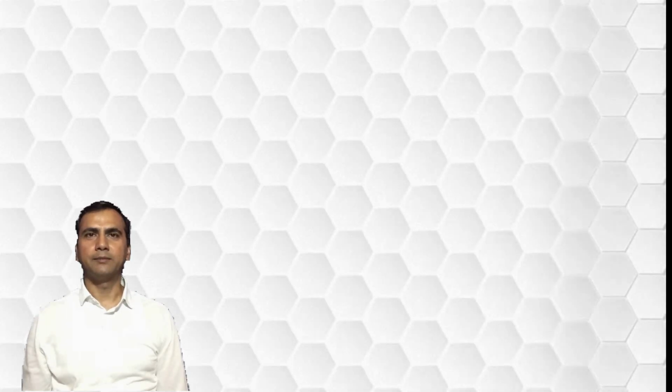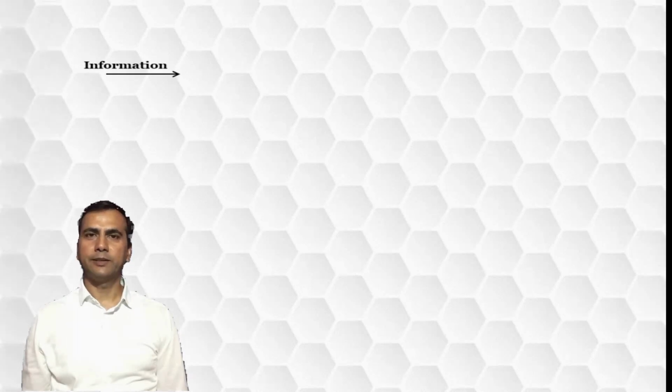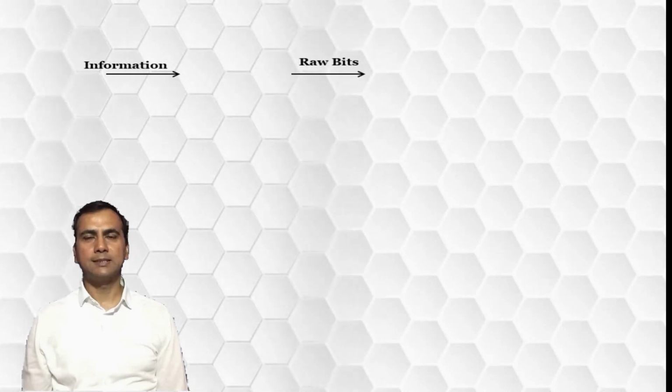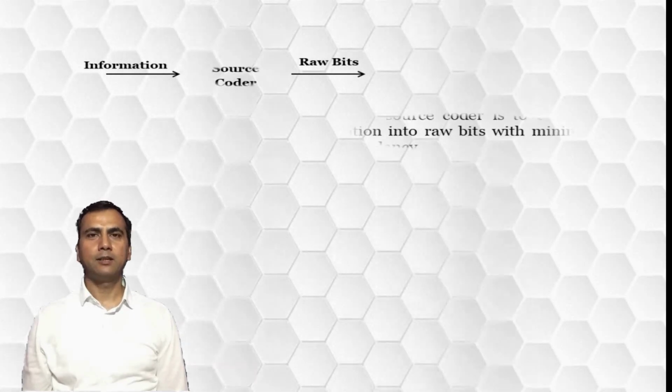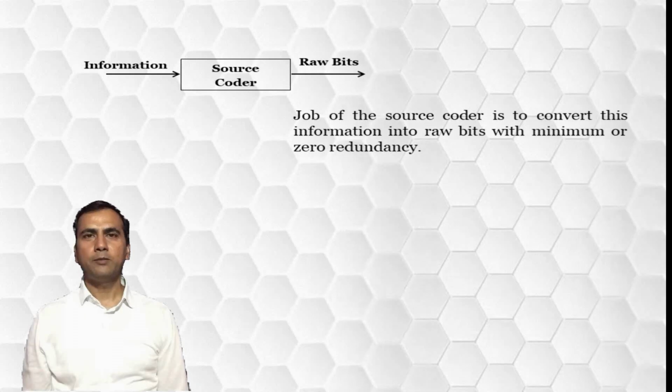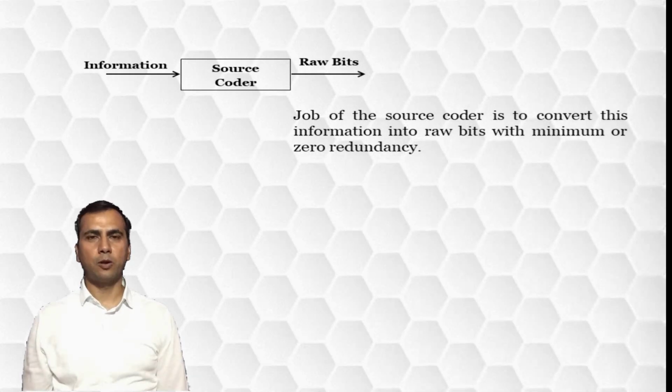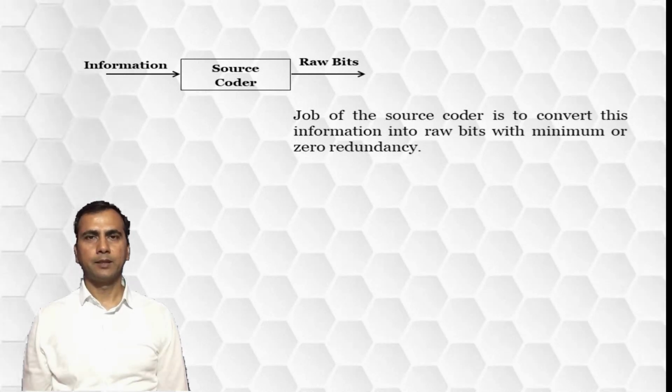Everybody. We have learned about source coding and channel coding in the previous lectures. Today we will learn about pulse shaping. So we have the information at our end and we want this information to be converted into raw bits, and for that we have a source coder. The job of the source coder is to convert this information into raw bits with minimum or zero redundancy.